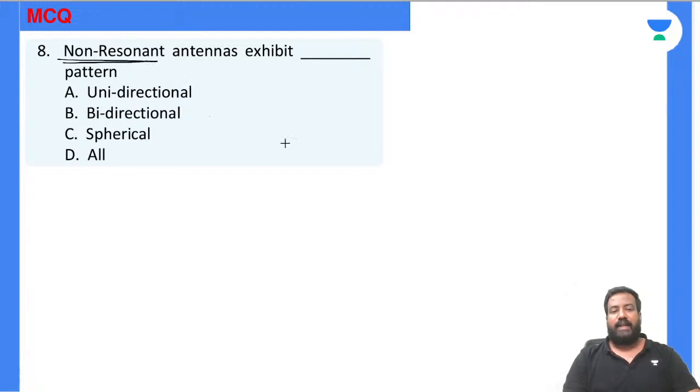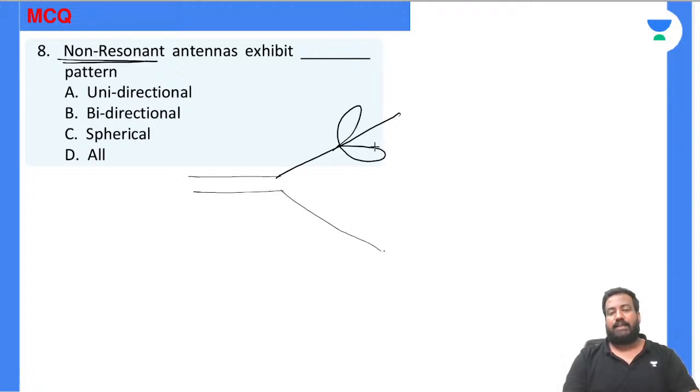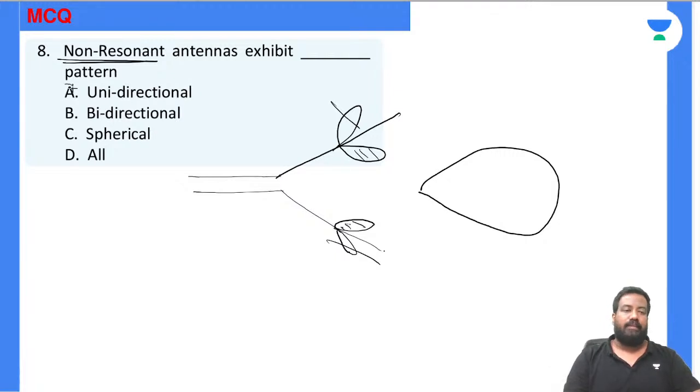Non-resonant antennas exhibit dash pattern. If you take a non-resonant antenna, like a V antenna, then you have the pattern like this, and you have the pattern like this. These both will cancel out. These both will add up, forming a large unidirectional pattern. Non-resonant antennas exhibit unidirectional pattern.